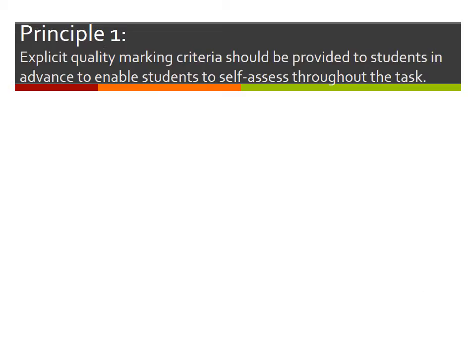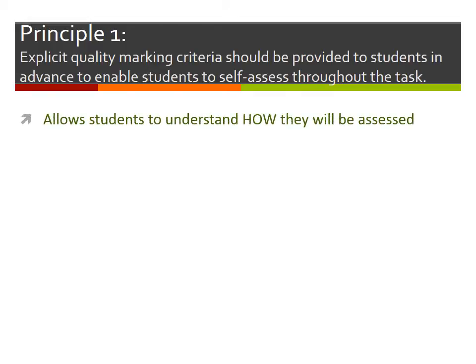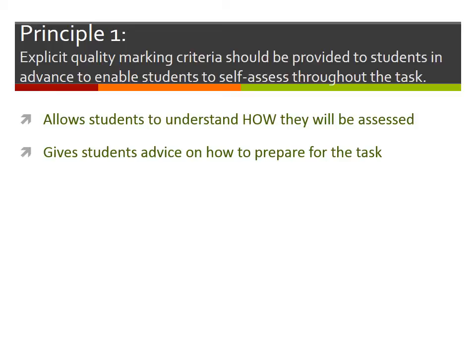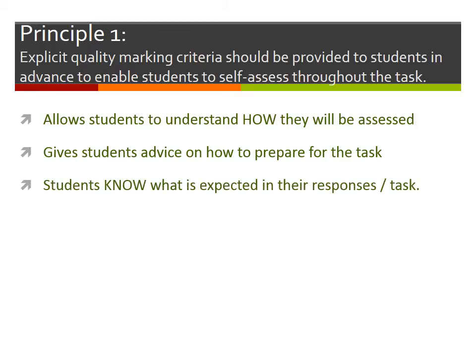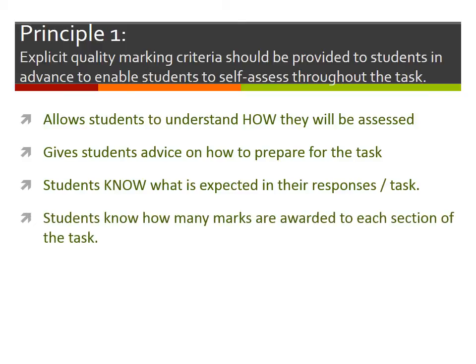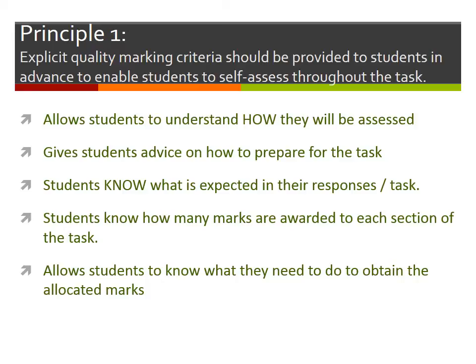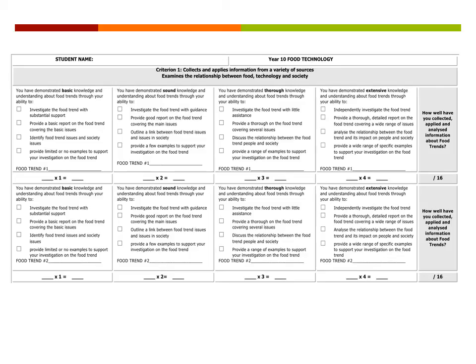The first principle is that explicit quality marking criteria should be provided to students in advance to enable them to self-assess throughout the learning process. Now, the benefits of doing so is that it allows the students to understand how they will be assessed. It gives the students advice on how to prepare for the task. They know what's expected in their responses, and it also allows them to know how many marks are actually going to be awarded to each section of the task. And the students know exactly what they need to do to obtain the marks allocated.